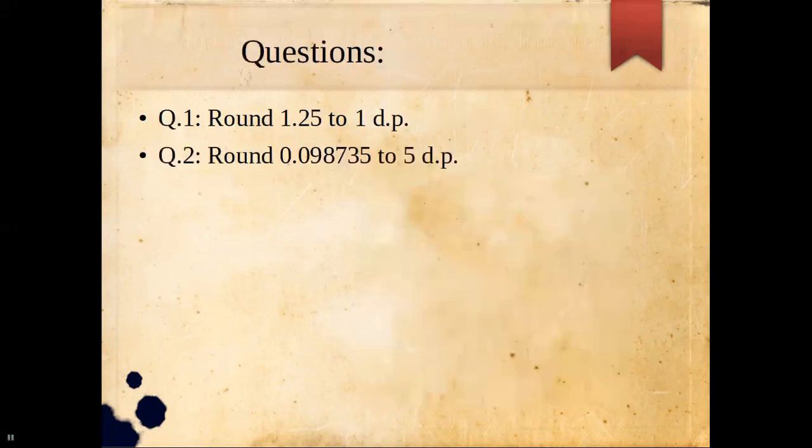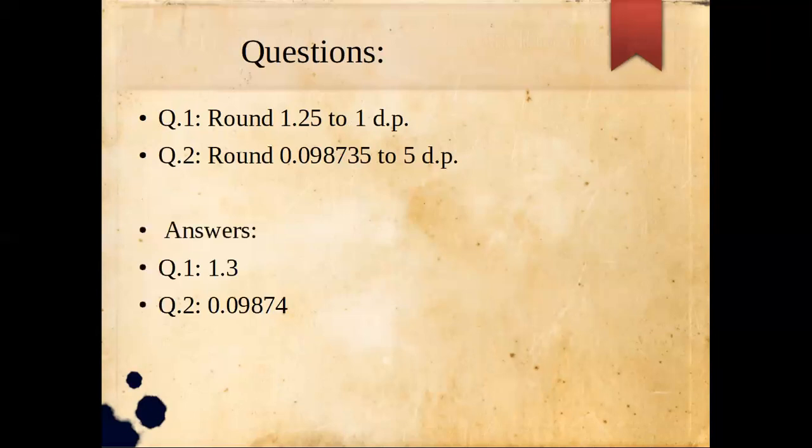Okay, here are 2 questions for you to try, and I'll tell you the answers in a minute. Question 1: round 1.25 to 1 decimal place. Question 2: round 0.098735 to 5 decimal places. Pause the video now, give them a go, and then I'll go through the answers in a second. All right, so the answers.